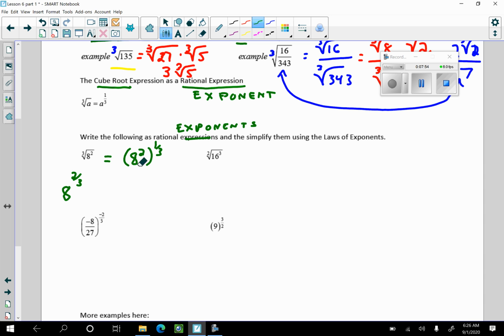Okay, so now I'm using the power to a power rule. 8 squared to the 1/3 is 8 to the 2/3. And I can also write that, can I not, 8 to the 1/3 squared, because of the power to a power. And we know 8 to the 1/3 is the cube root of 8. So this is actually equal to 2 squared, which is equal to 4. Soak that in for a minute. The cube root of 8 squared is 4. Doesn't look like 4, but it certainly is.